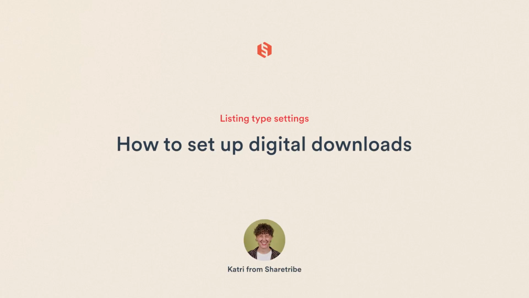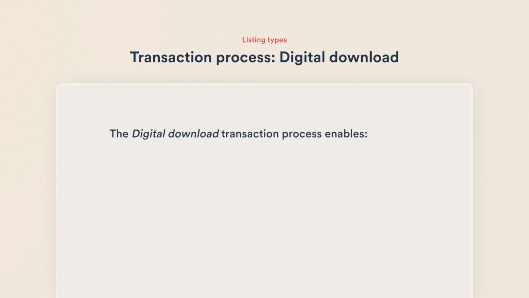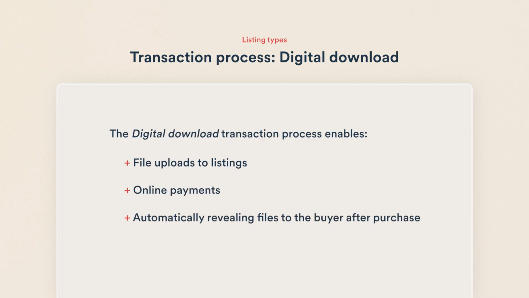In this video, we'll learn how to create a listing type in Sharetribe that uses the digital download transaction process and how your users experience it on your platform. Digital download is a transaction process that enables file uploads, online payments, automatically revealing files to the buyer after purchase, and a one-sided review process where only the customer is asked to review the purchase.